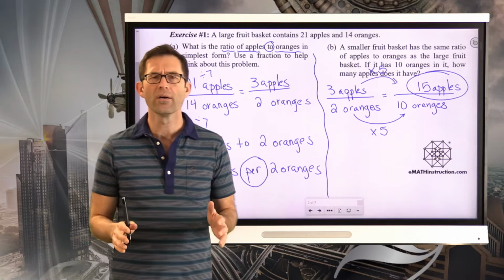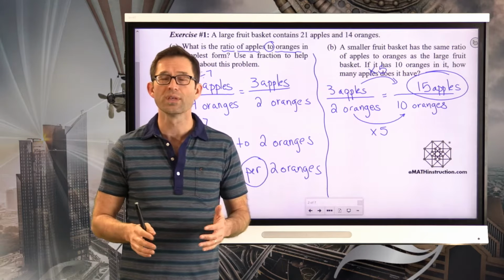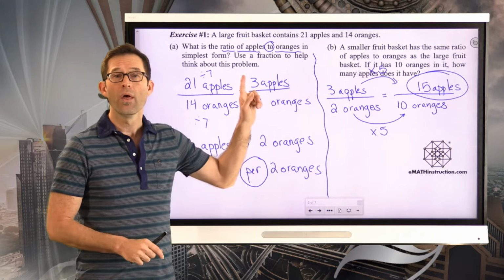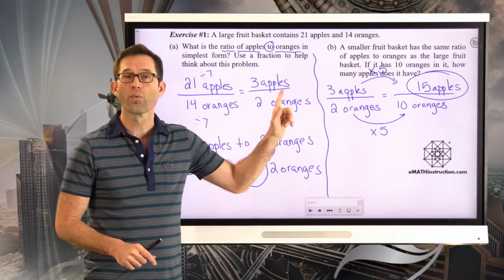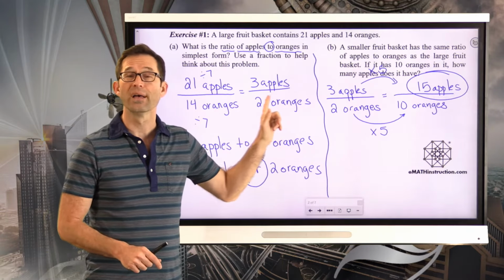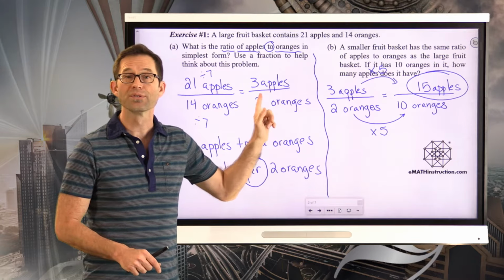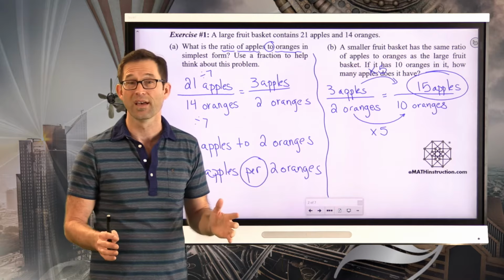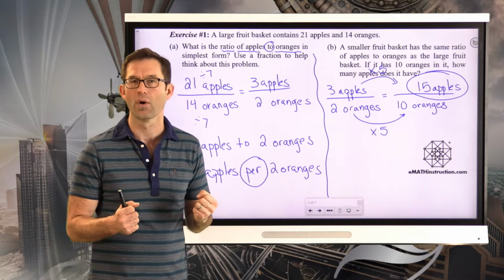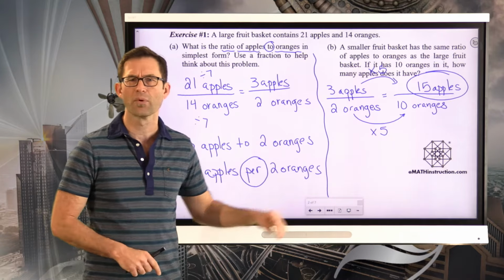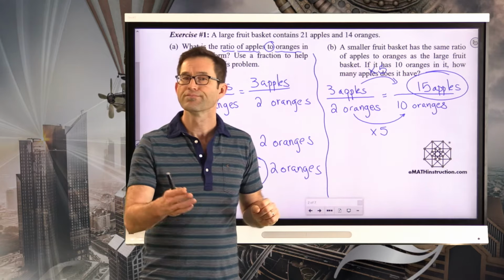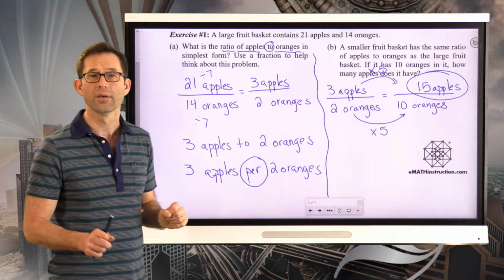It's why representing ratios in fraction form is so critical. You can literally read the ratio. 3 apples, always read the fraction bar as per. 3 apples per 2 oranges. It's really great in that sense. You can get a feel for what's going on. Every 2 oranges, we have 3 apples. So if we've got 10 oranges, we have 15 apples. Let's keep reviewing some important ideas involving ratios.